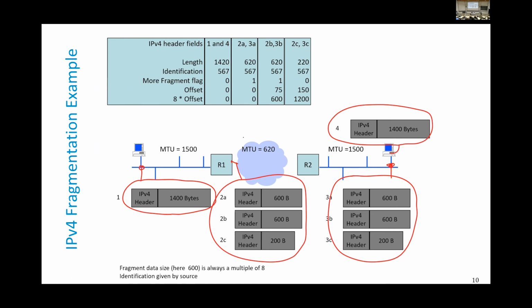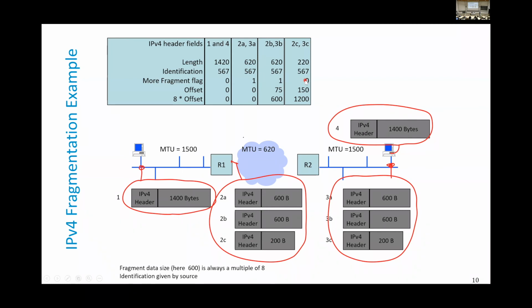The next packet will typically be this number plus 1, or you can also randomize it, but you have to make sure it doesn't wrap around. This identification number is used for fragmentation to be able to identify that those 3 independent packets belong to the same original datagram. So here we see the number is the same. So 1 is the original packet. The 2A, 2B, 2C have the same identification.